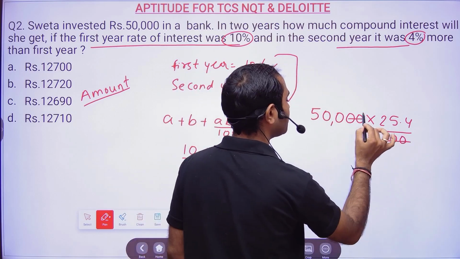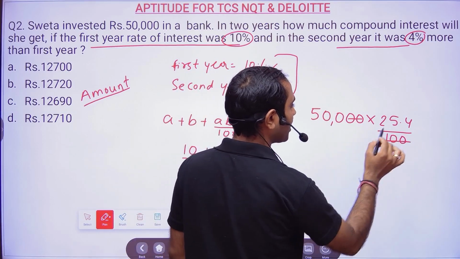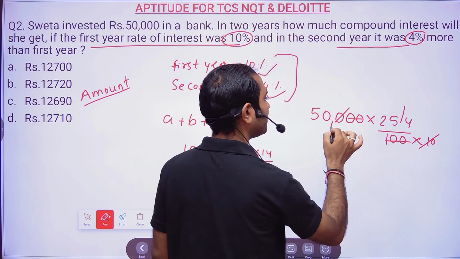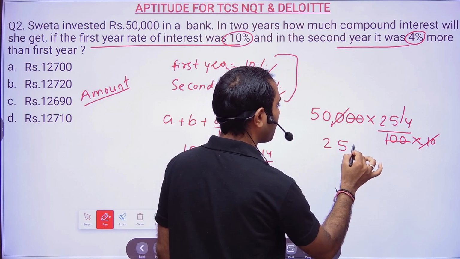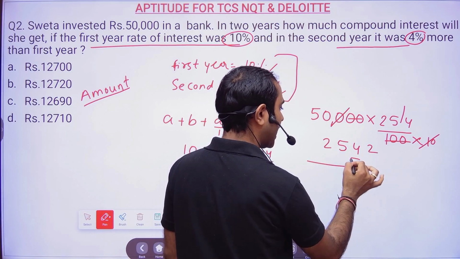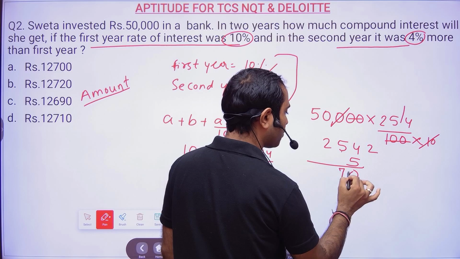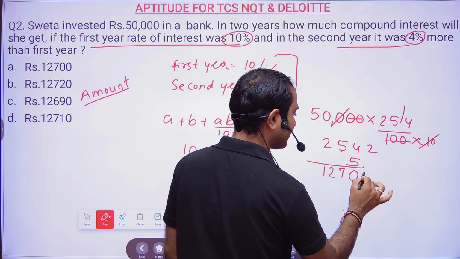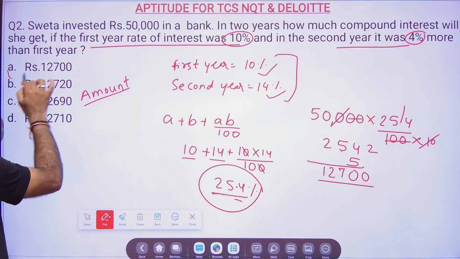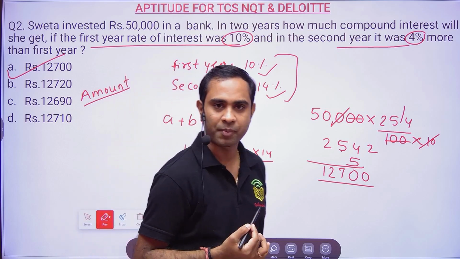So 20 cancels. Now this is what you have to multiply. If you remove this, 10 will come here, and this and this cancel. So 254 into 5. 5 fours are 20, and 5 fives are 25 plus 2 is 27, and this is 12,700. So 12,700, option A will be the correct answer for this particular problem.